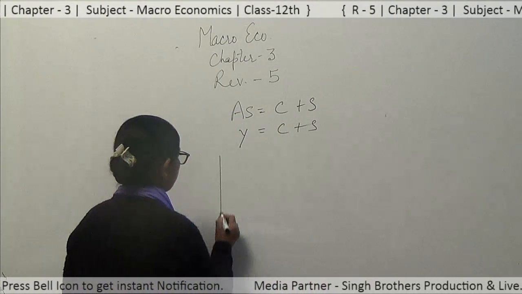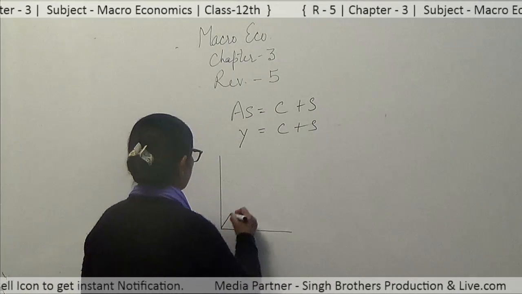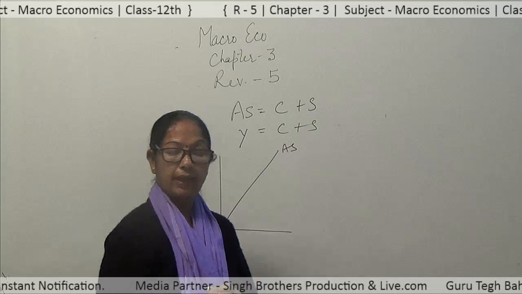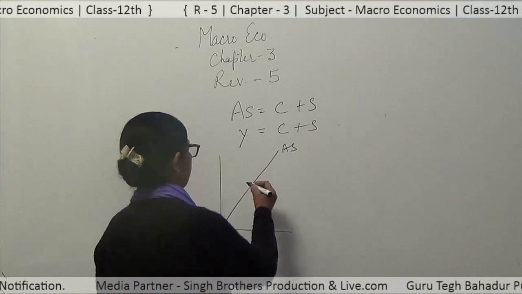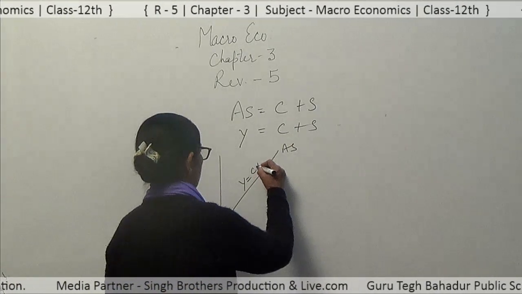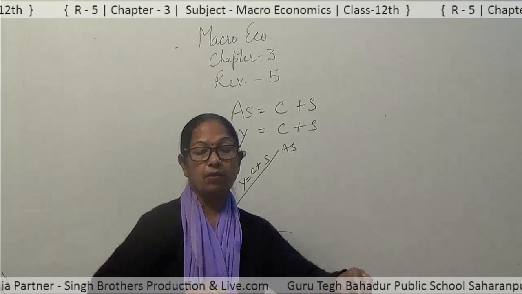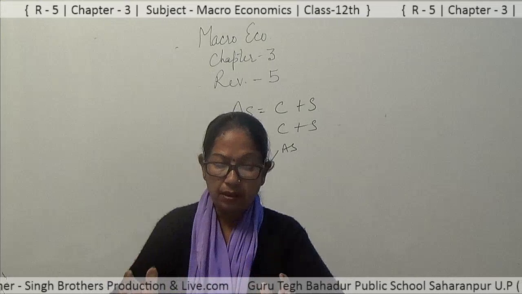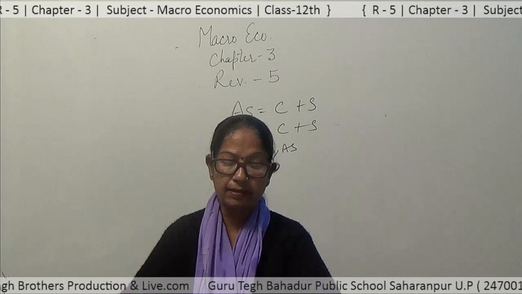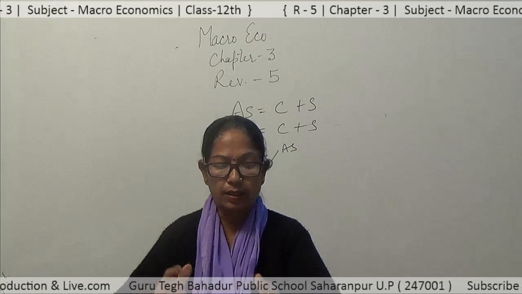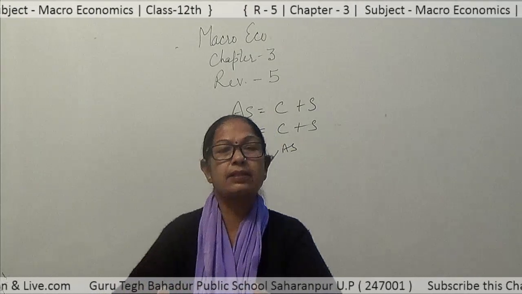This is the curve of AS, aggregate supply curve, and Y is equal to C plus S. Why is it a 45-degree angle? Because it is equidistant from both axes Y and X. On Y we are showing total spendings, total expenditure, and on X national income.